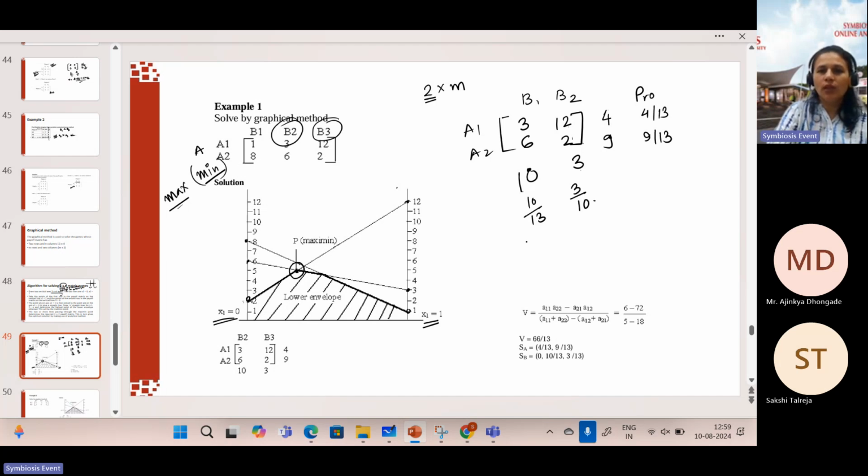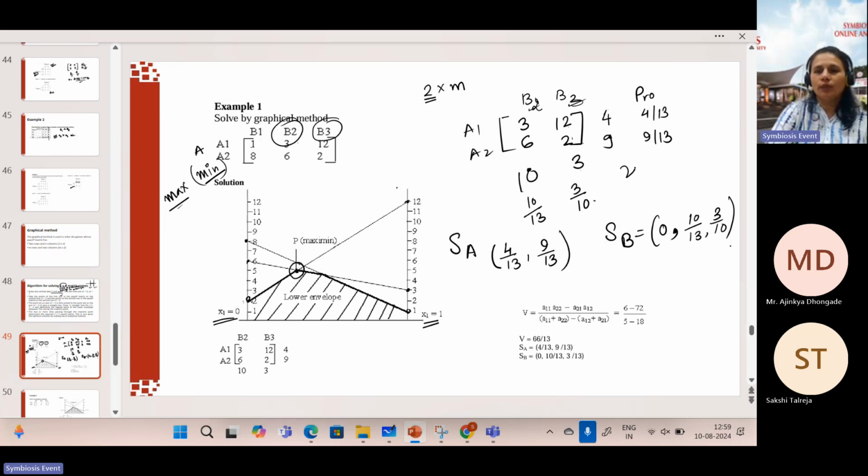So these are nothing but my chances of adopting that particular strategy. So player A is going to have strategies with 4 by 13 and 9 by 13. There was no other one, right? So these two only, such strategy. And strategy of B, if you will write, so it was with B1, B2 and B3. Who is involved in the system? B2 and B3. This is my B2 and this is my B3. So that means B1 should be 0. B2 is going to be 10 by 13 and last is going to be 3 by 13, right?